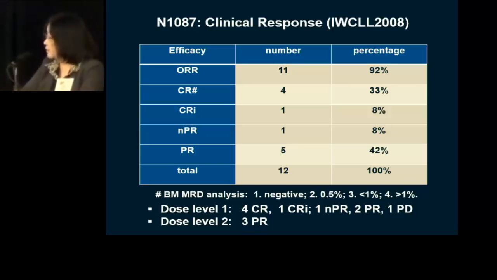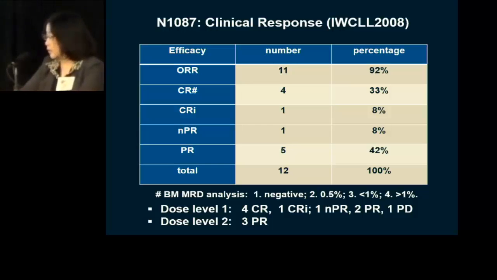4 patients had achieved a complete remission. 1 patient achieved a complete remission with insufficient marrow recovery. Actually, that patient had a mild thrombocytopenia. 2 months after finishing the therapy, the platelet count is in the 80,000 range. 1 patient experienced nodular partial remission. 5 patients had partial response. Among the patients who achieved a complete remission, 1 had MRD negative disease, 2 other patients had less than 1% MRD. The number 4 patient had more than 1% MRD in the marrow.